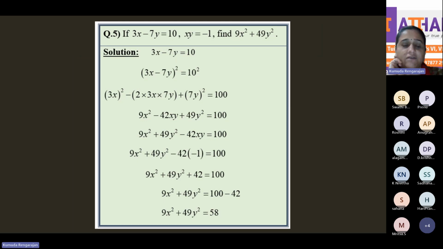What's the answer for the fifth one? 58. Yeah, even I have the same thing. Very similar to the second one. 58 is the correct answer.